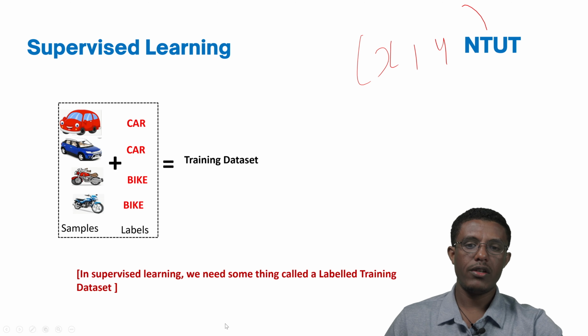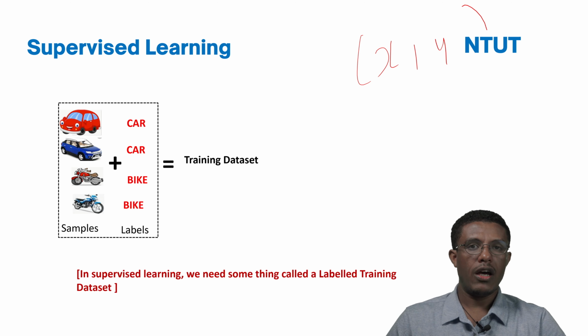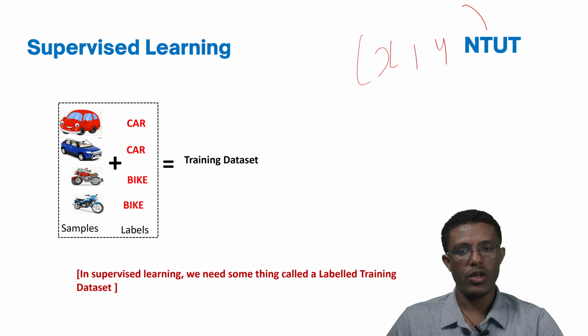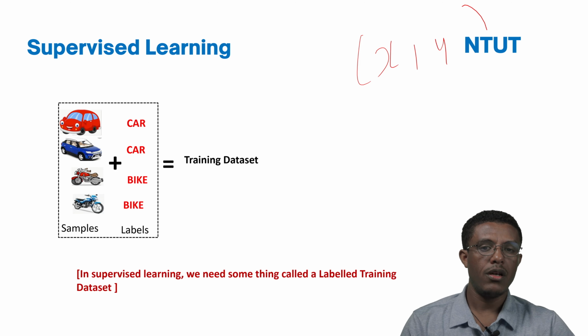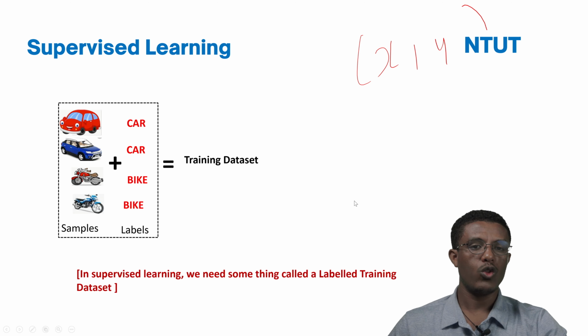So in supervised learning, we need something called a labeled training data set. The training data set should be arranged like this. That means the model understands the relationship between the input attributes, the input images, and the expected output for each image. Then next time when we give some image, it can compare and contrast based on this training, and automatically classify it as a car or bike.